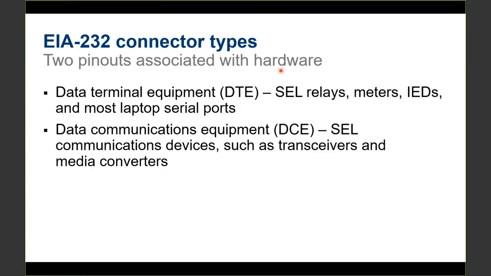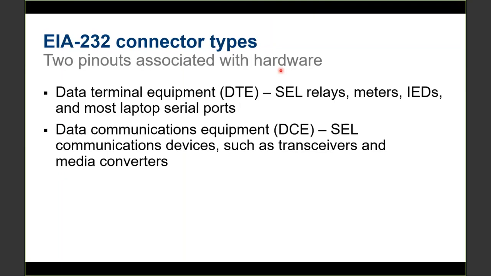Data communications equipment typically refers to things like modems and radios, like the SEL-3031 or the SEL-9192. So that's our serial radio or our modem. Those are usually DCE devices, and the pinouts on those ports usually follow the DCE conventions that we're going to see, as well as the transceivers. If a transceiver plugs into a DTE port on a relay, it also needs to be this DCE configuration.